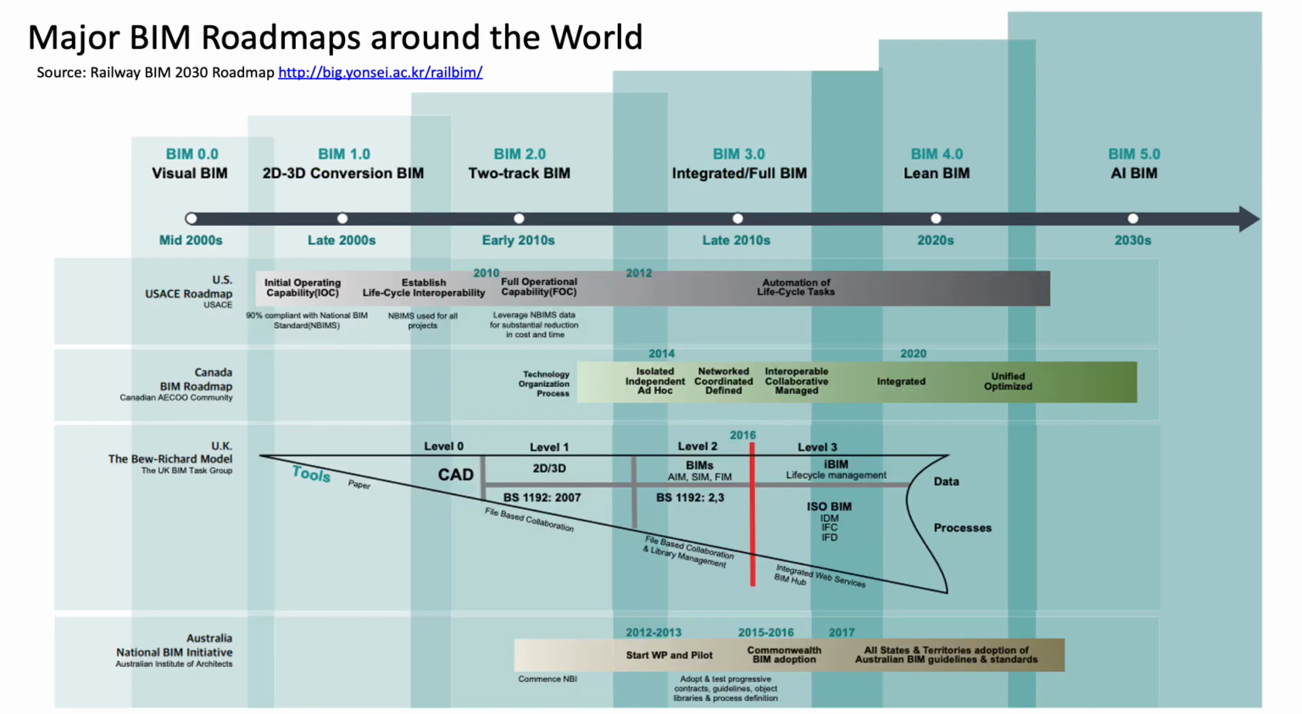Here's a collection of major BIM roadmaps around the world. These BIM roadmap collections were created as part of the Railway BIM 2030 roadmap, which my research team created for MOLIT and the Korea Rail Network Authority. If you're interested in these diagrams, you can download the Railway BIM 2030 roadmap from BIG.yonsei.ac.kr/railbim, or just Google Railway BIM 2030 roadmap.